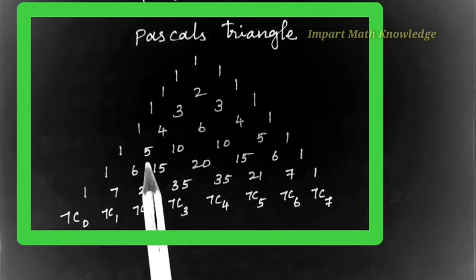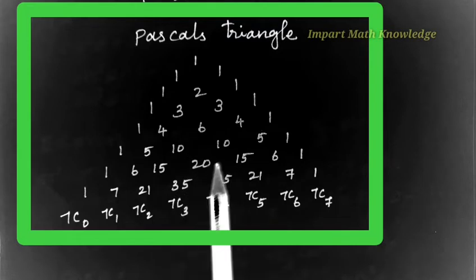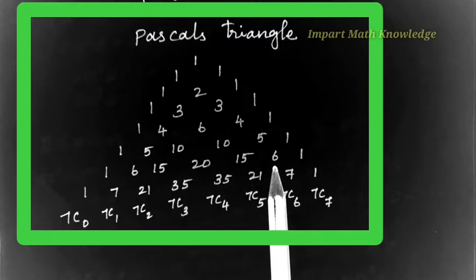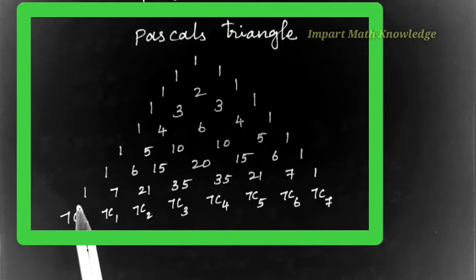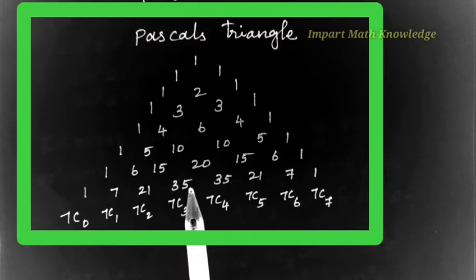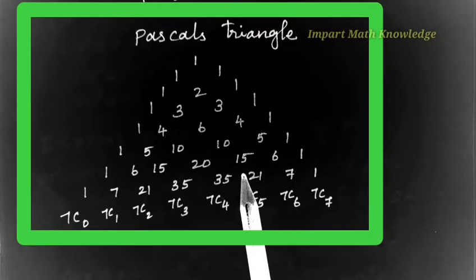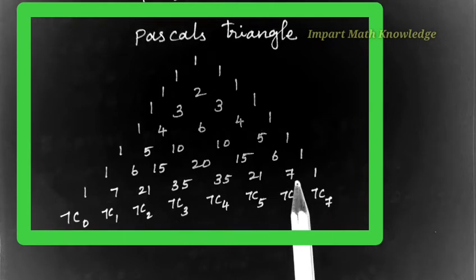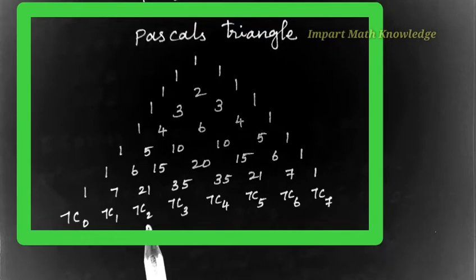1 plus 5 is 6, 5 plus 10 is 15, 10 plus 10 is 20, 10 plus 5 is 15, 5 plus 1 is 6, then 1. Then 1, 1 plus 6 is 7, 6 plus 15 is 21, 15 plus 20 is 35, 20 plus 15 is 35, 15 plus 6 is 21, 6 plus 1 is 7, then 1 again. This is 7C0, 7C1, 7C2, 7C3, 7C4, 7C5, 7C6, 7C7. From this, we want 7C1, 7C3, 7C5 and 7C7.